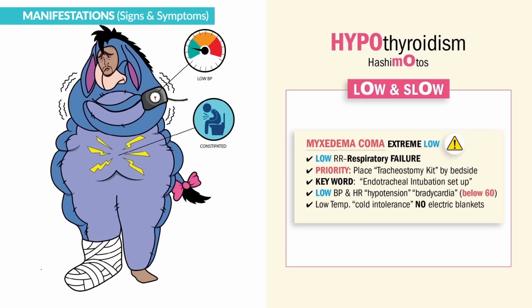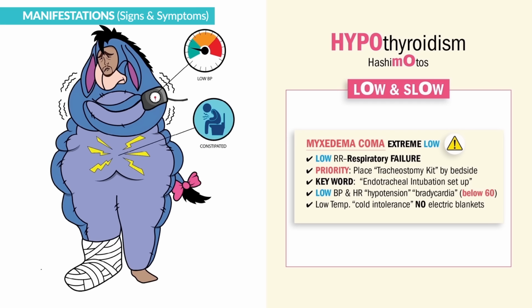Again, the priority is intubation supplies at the bedside. NCLEX keyword here is endotracheal intubation set or tracheostomy setup. So we're expecting extremely low BP, aka hypotension, extremely low heart rate, known as bradycardia, below 60, and even low temperature called cold intolerance. Now the NCLEX tip here is no electric blankets, guys. This can actually harm the patient if they're not closely monitored.